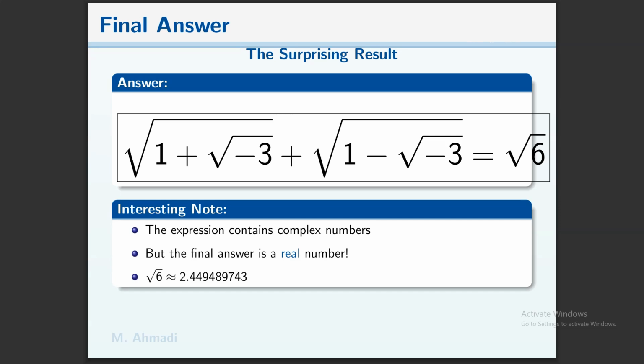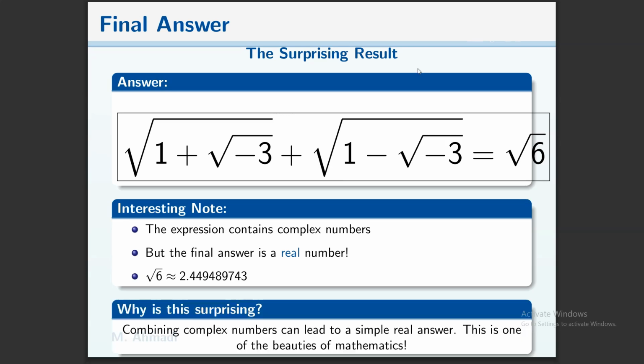We know that the square root of 6 is approximately equal to 2.449489743. Why is this surprising? Combining complex numbers can lead to a simple real answer. This is one of the beauties of mathematics.